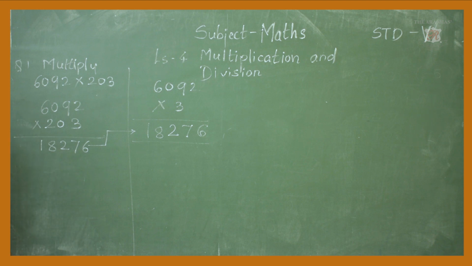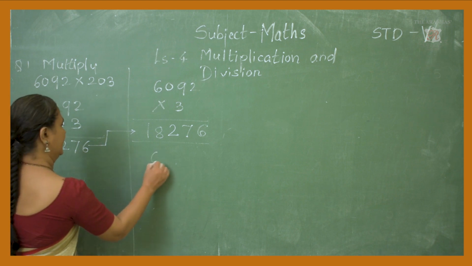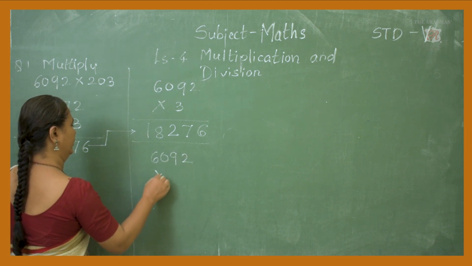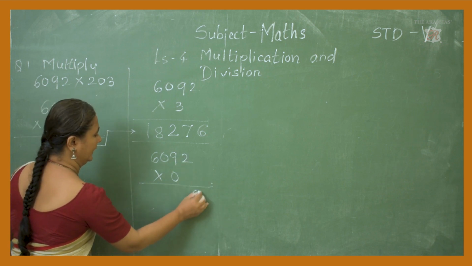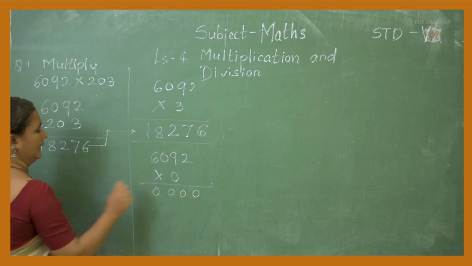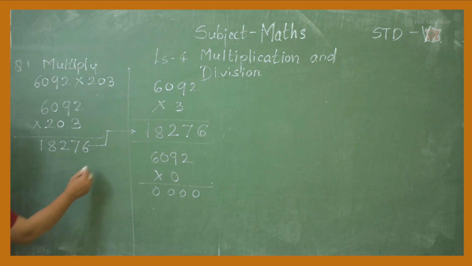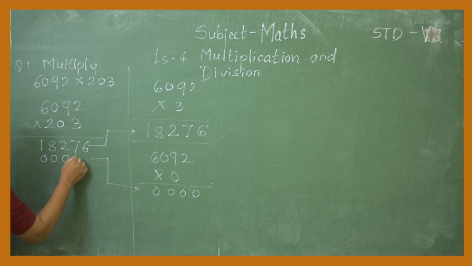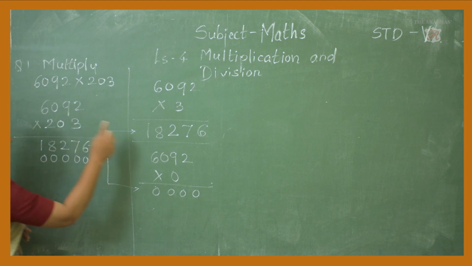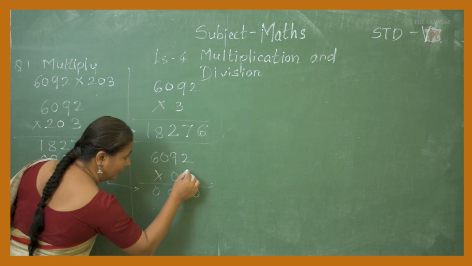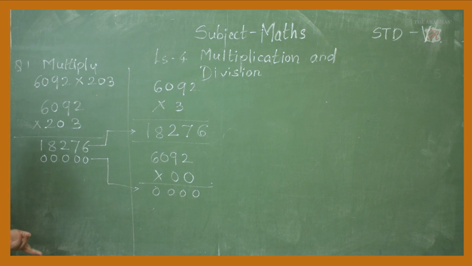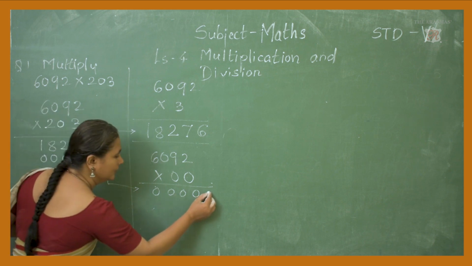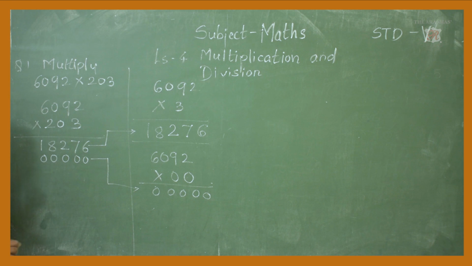Okay. Now which multiplication do we have to do here? 0. 6092 into 0. We know any number we multiply by 0, we get the answer 0. So here 0 0 0 0 0. But where is it 0? In the 10th place. So here we have to write 2 zeros. The answer is 0, isn't it? So 5 zeros will come.